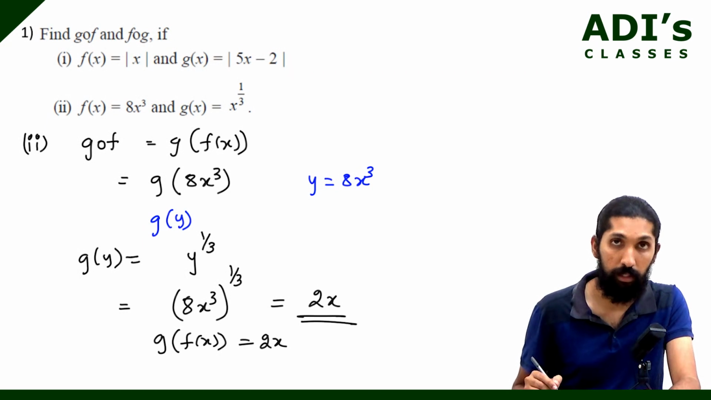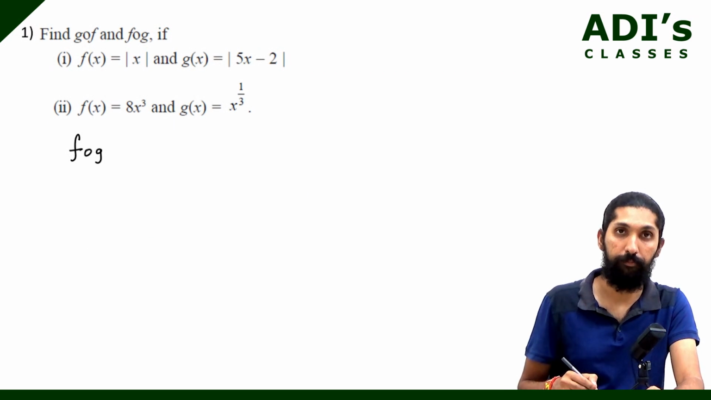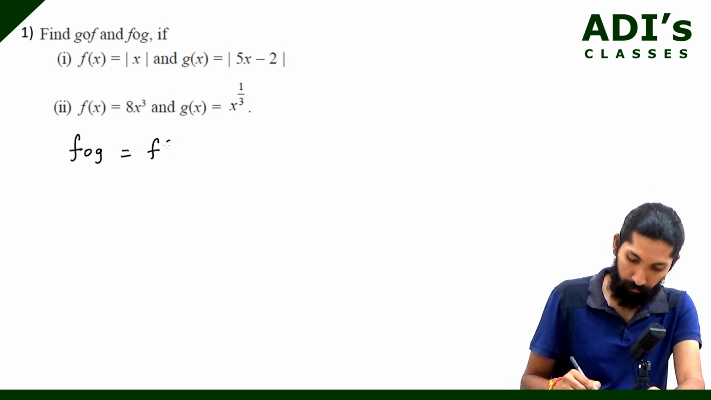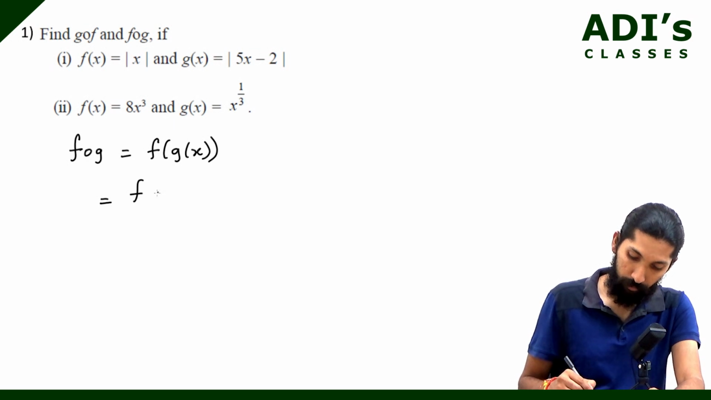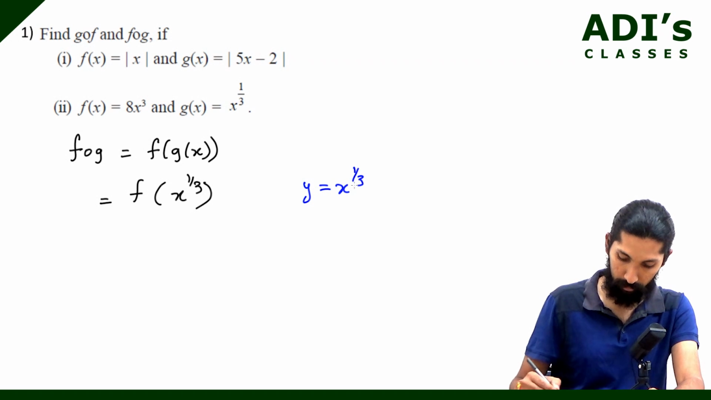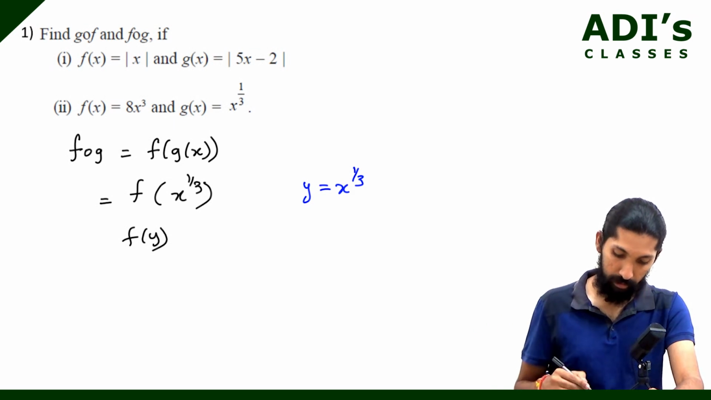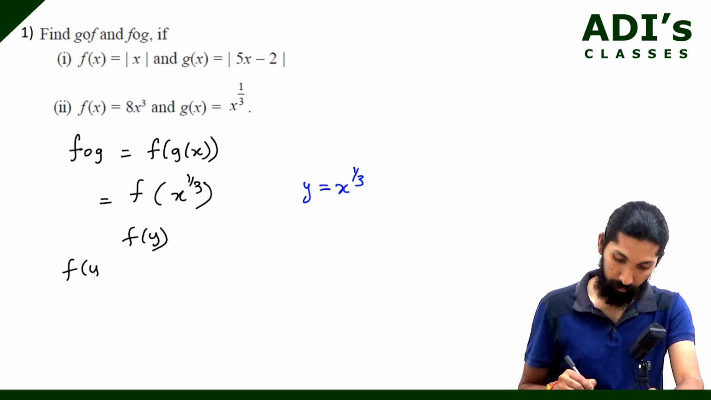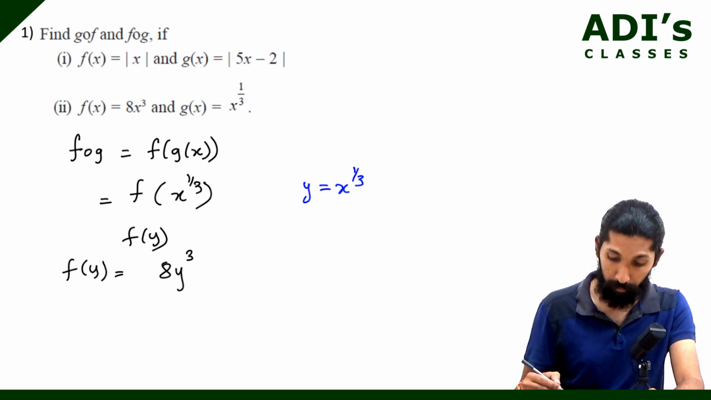Alright, now let's do the next one, that is f of g of x. Now we have f of this one, isn't it? So this is nothing but f of g of x. So now what do we have? F of x power 1 by 3. So call this as y. So y is x power 1 by 3. So now what do we have? F of y, isn't it? So in place of x you have y. So what you can write this as f of y is equal to 8y cube. But what is y? X power 1 by 3.